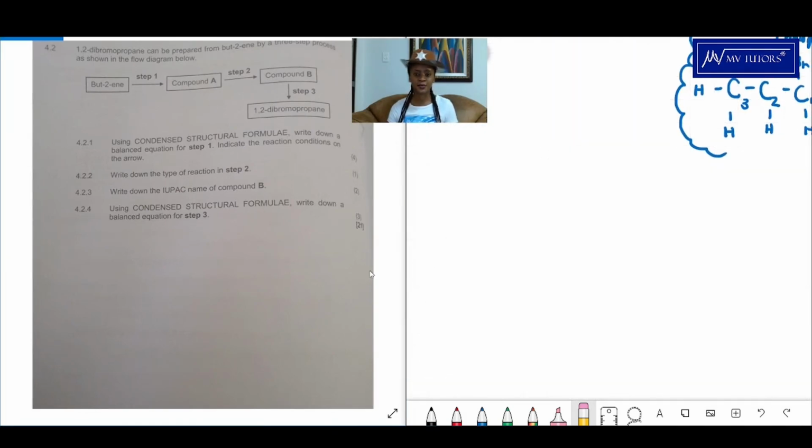So let's just put it out nicely. For 4.2.1, we had but2ene, so it is CH3, CH, CH, and CH3. And then this is hydrogenation, the addition reaction. And then what did it give us? It gave us butane. So CH3, CH2, CH2, and CH3.